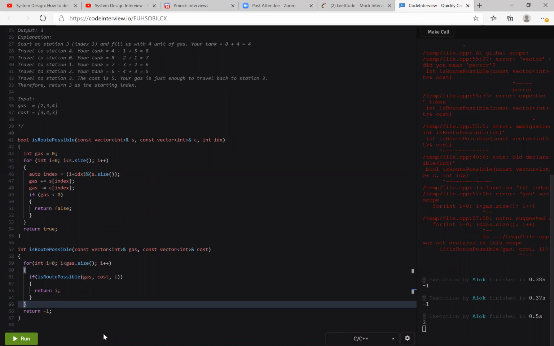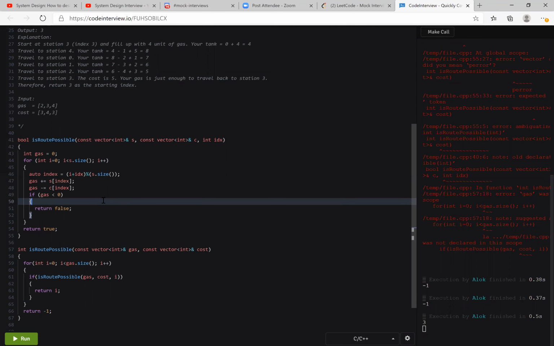Try to think something about, let's say, the gas in a way that cost is here. Instead of affecting the gas all the time, you can somehow keep adding to the gas, but have something else to keep track of the deficit. I see.